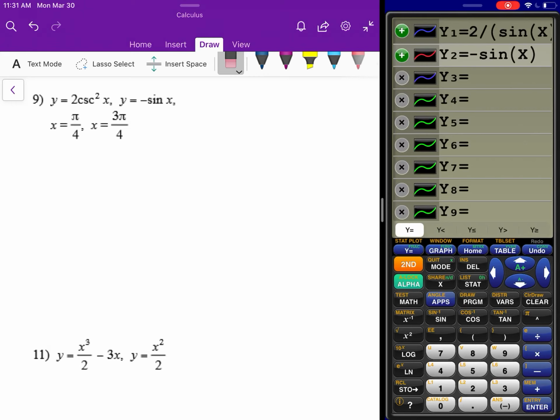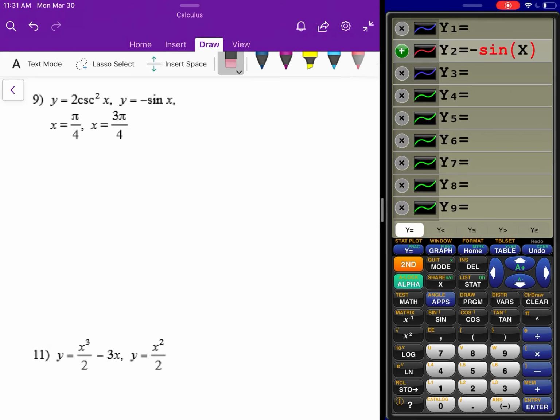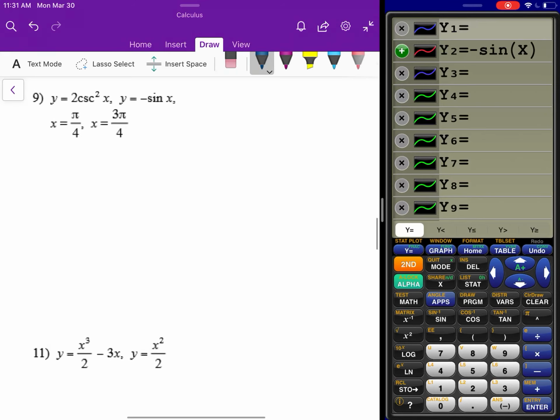So let me show you that. And you do have to be careful. Well, this one, that was the right function anyway. So first of all, we don't have cosecant on our calculator, so we can rewrite this. So we'll do this in blue. So this is going to be y equals 2 over sine squared of x. And the red, the next one is fine.